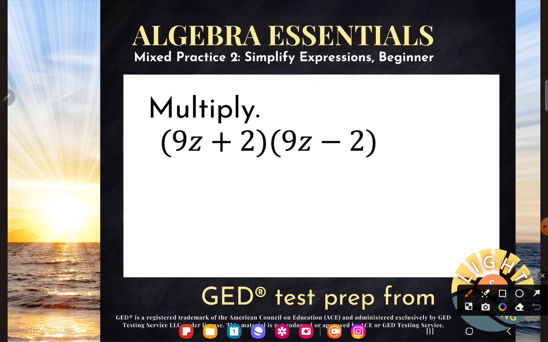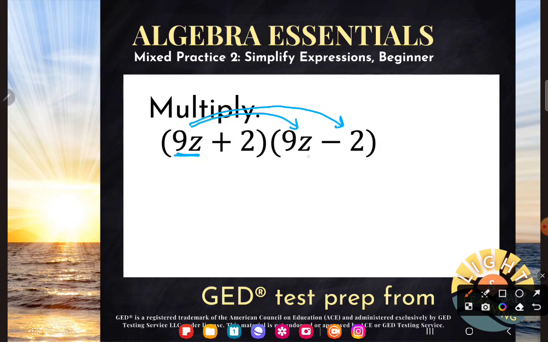So all we can do is this multiplication. And we learned that we can multiply with groupings that have more than one term in them as long as we pass out every term in the first grouping to every term in the second grouping. So let's do it. Start with the first term, 9z. I'm going to pass it out to both the first and the second term in the second grouping.